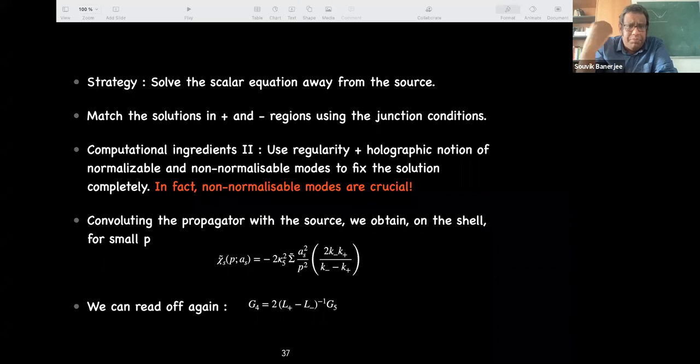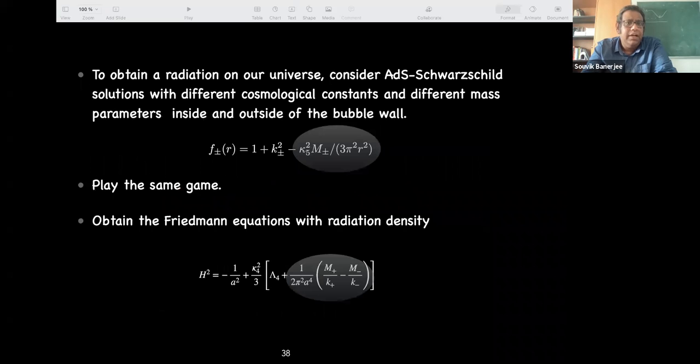Now, we can compute the propagators using the standard techniques of AdS/CFT, and we can again read off what is your effective four-dimensional Newton's constant. To find the radiation on the universe, we have to use AdS-Schwarzschild geometry, which has this term, and if we play the same game, then we'll get a Friedmann equation with radiation density. Okay, so this is the same, and the radiation density will be proportional to the ratio of m and k evaluated in the interior and in the exterior, and then the difference between them.